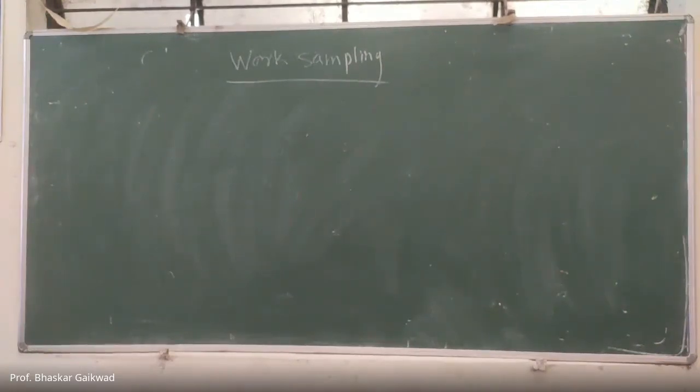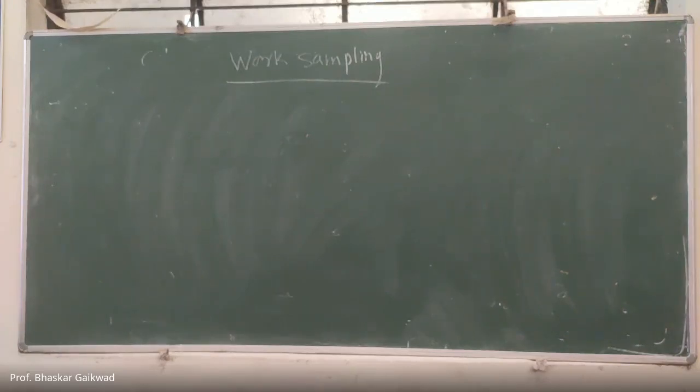Here, the ratio of the delay time and working time to the total time of the activity is found by random observations. So for work sampling, we actually require observations. First I will write the definition, and after this we'll go for certain numerical problems based upon work sampling, and after that the last part of our syllabus.